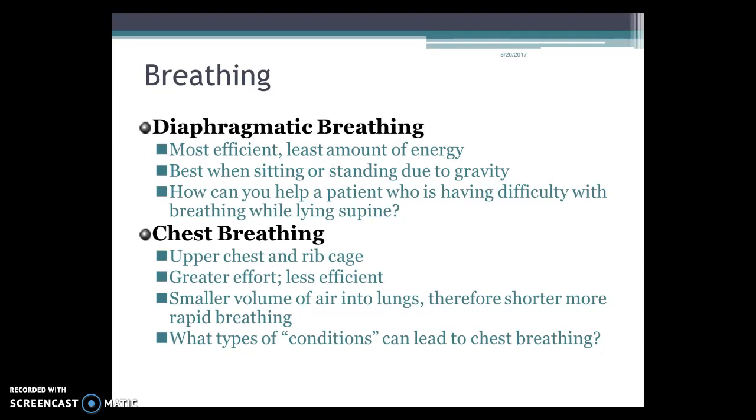Chest breathing, you'll often see in different pulmonary conditions like COPD and emphysema, where you'll see more of that kind of pump handle breathing in the upper chest. It's not very efficient. It usually takes a lot of effort, and you don't get a lot of air in your lungs that way.